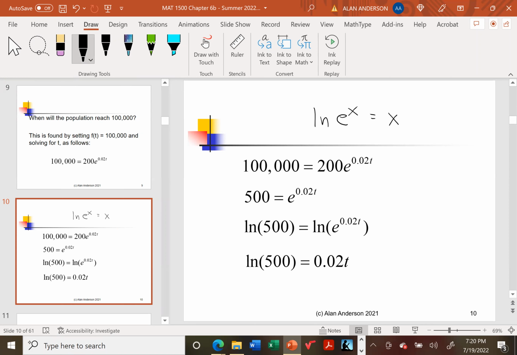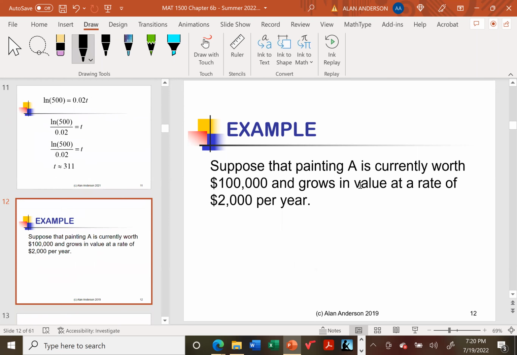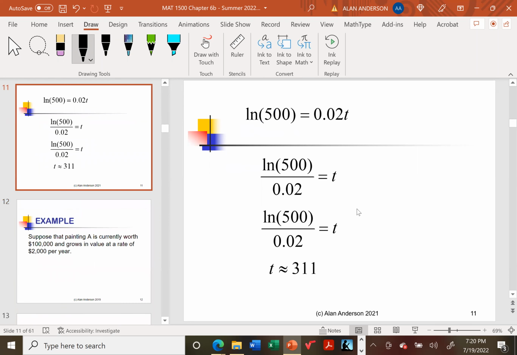Okay, and so that's what we're seeing here. The exponent is now here. So we have the log. So of course, we're going to divide both sides now by 0.02. And we end up with approximately 311. So after about 311 minutes, the bacteria population will be about 100,000. Okay. And of course, in principle, you could do that with any numbers you want. If you wanted to know when they reached 1 million or whatever it is, no problem.